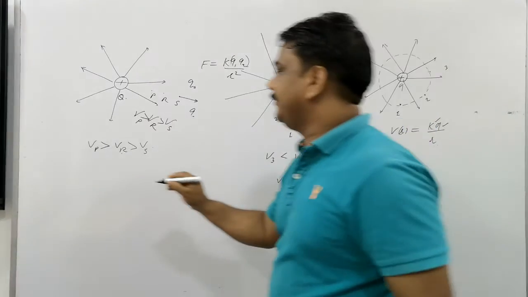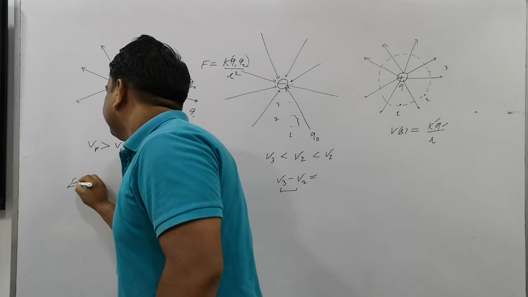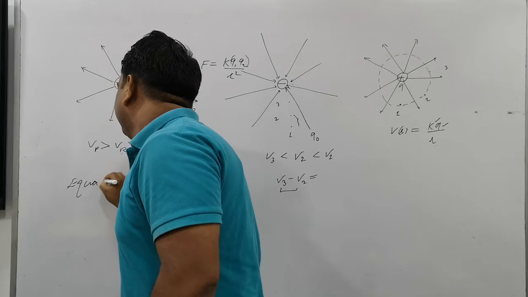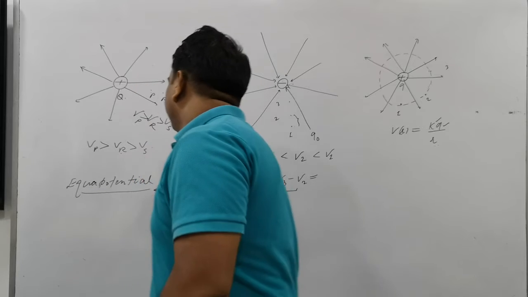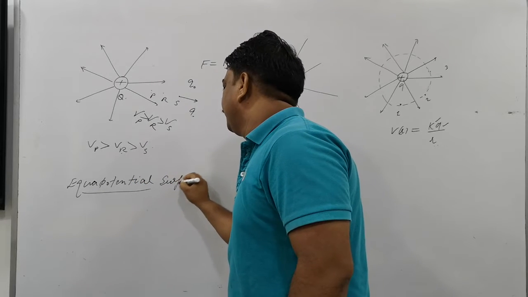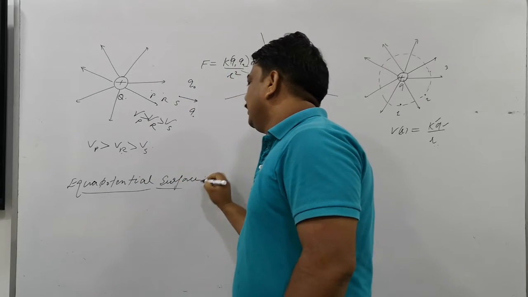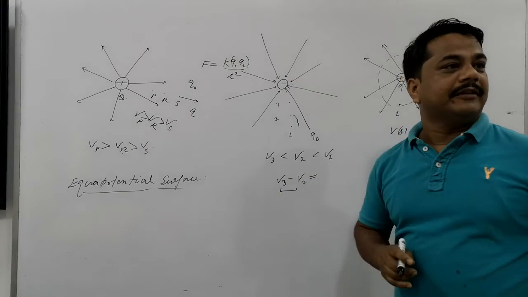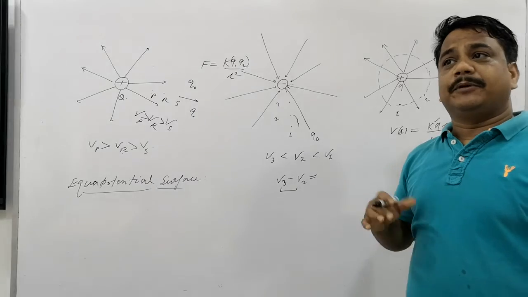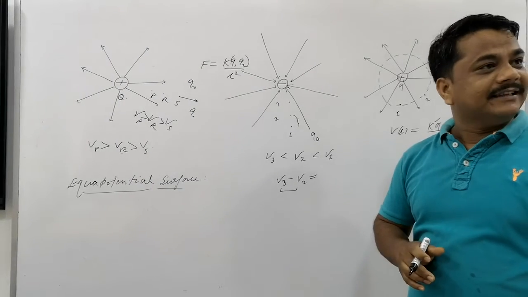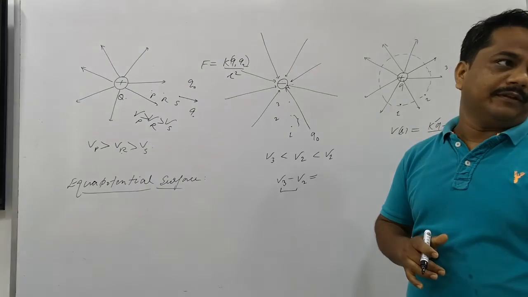Next is the equipotential surface. So what do you understand by the equipotential surface? An imaginary surface around the charge, or a surface, where the potential at every point is the same. This is said to be an equipotential surface.